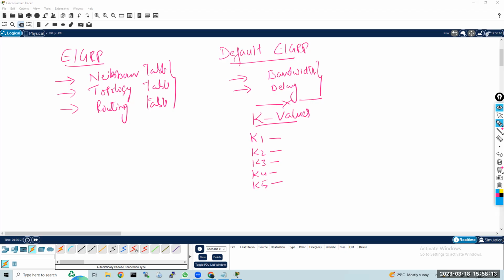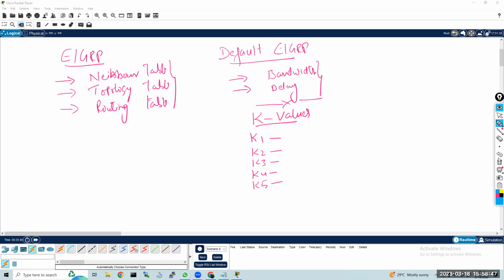Who will tell this? Srisha, Rahul, Malis, are you there? Malis, I have got other two students. Let me read out the values: K1 and K3 are having a value of 1. K2, K4, K5 are set to 0.